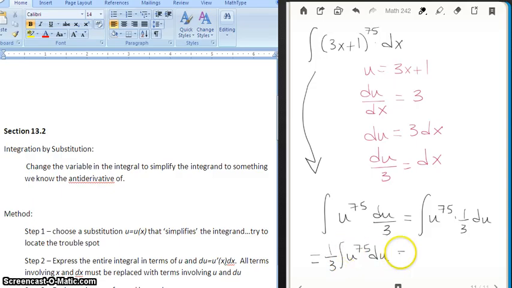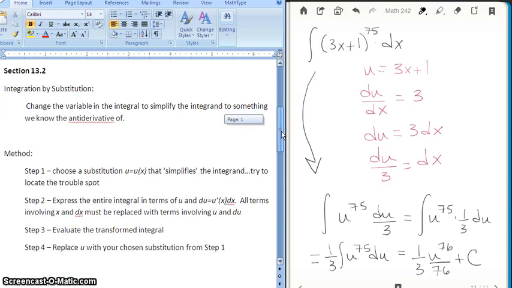And now we actually do know what to do with that in terms of an antiderivative, because I can do the antiderivative of u to the 75th: 1/3 u to the 76th over 76 plus c, of course. But I can't leave it like this because our original integral was written in terms of x. So for our last step, we evaluate it, which we just did in step 3, and replace u with our substitution from step 1.